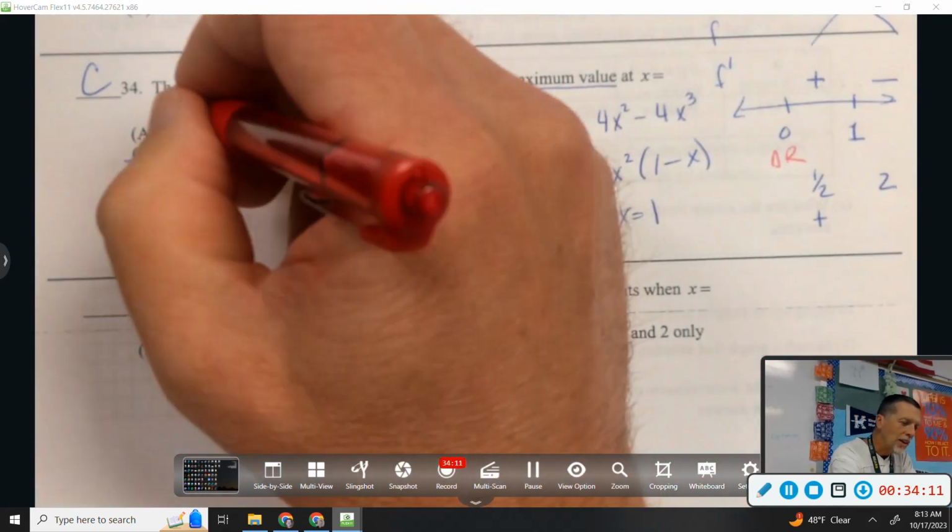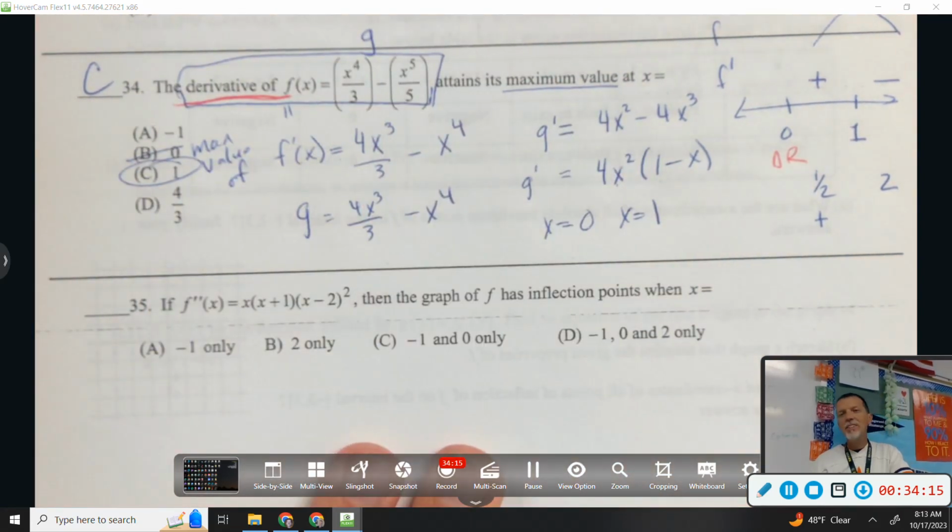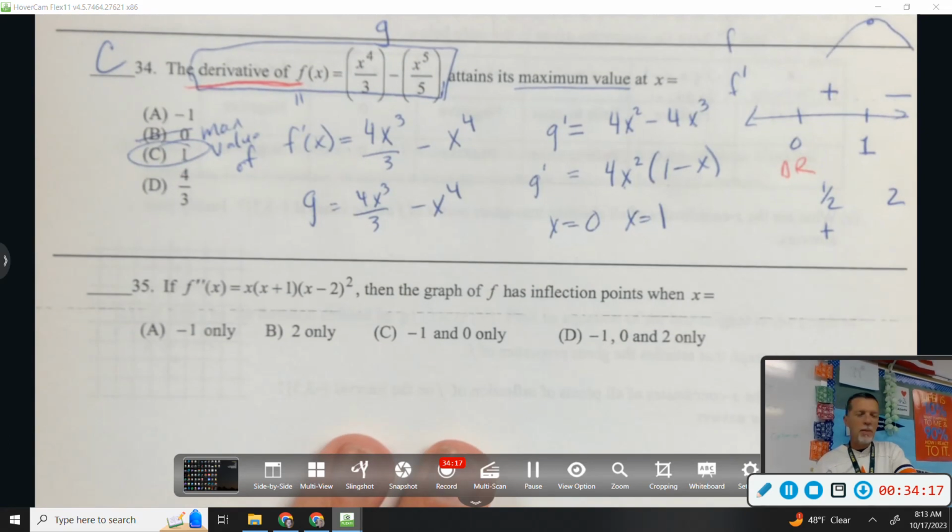That's an old AP test question, where it asks you to maximize the derivative, and so you've got to really be paying attention. Take a derivative, and then maximize that, so take another derivative.